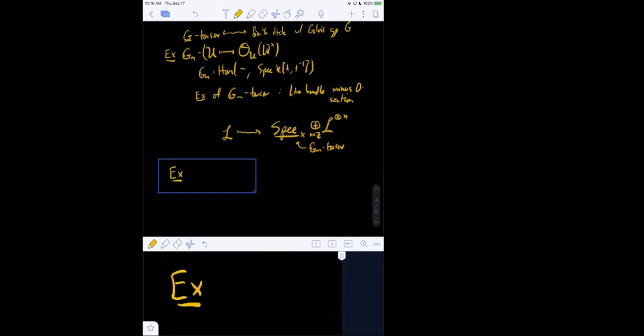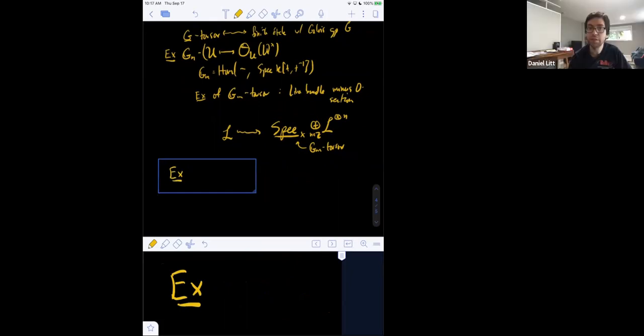L to the 0 here is just O_X, right? That's right. So this is tensor products over O_X, which means that if you take the 0th tensor power, that's just O_X.